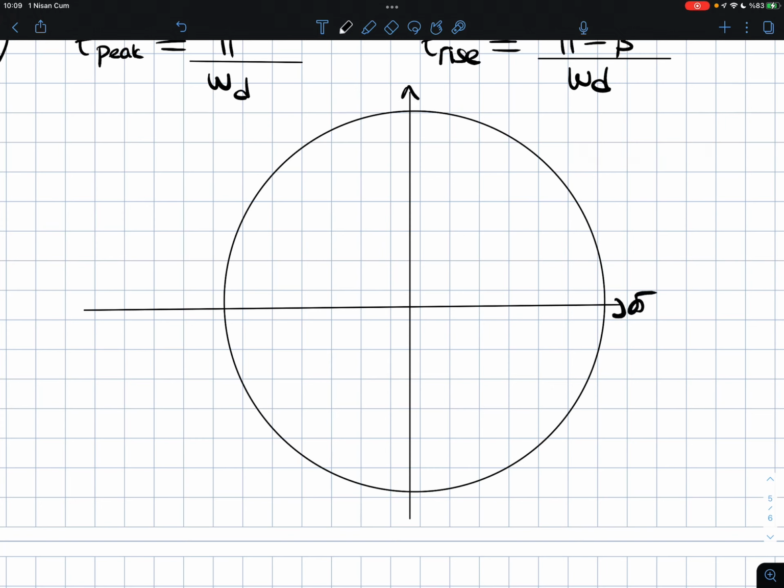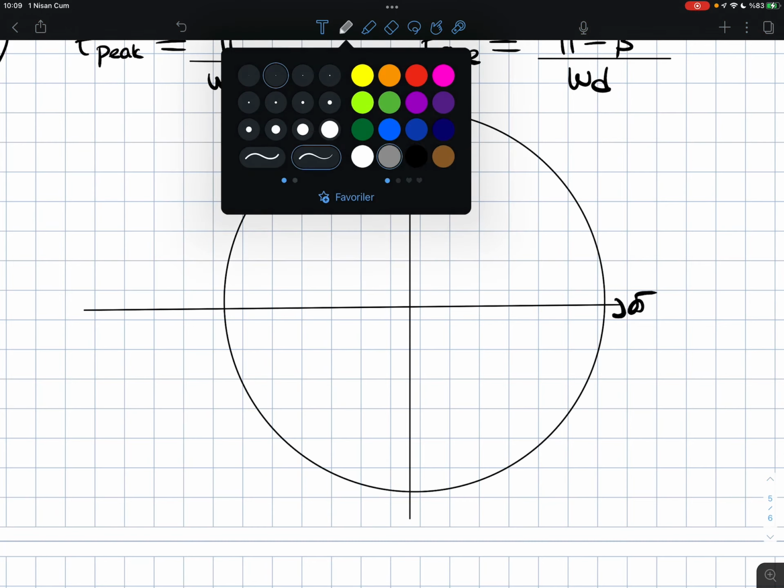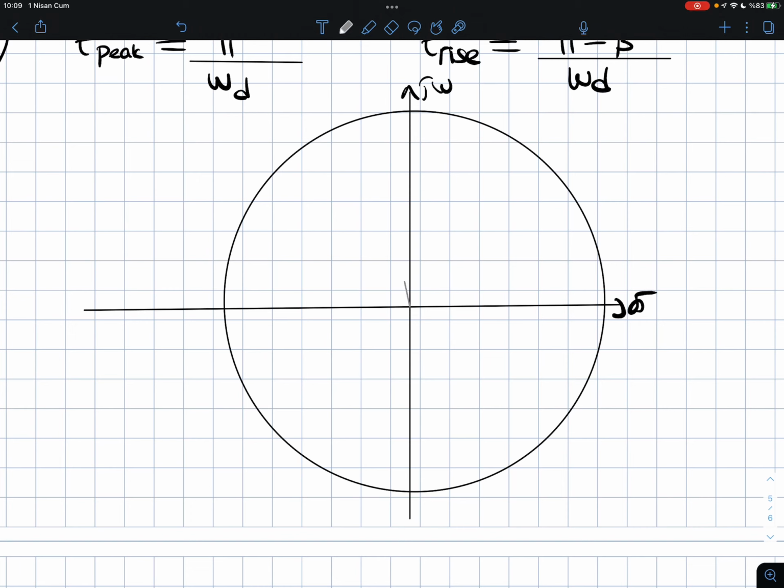So this is sigma, this is j omega. We're on the S domain again. Now, let me also choose another color here. Let's assume that this is zeta here. And let's choose this exact point here. Now, the radius of the circle is omega n, the natural frequency. This is the origin.